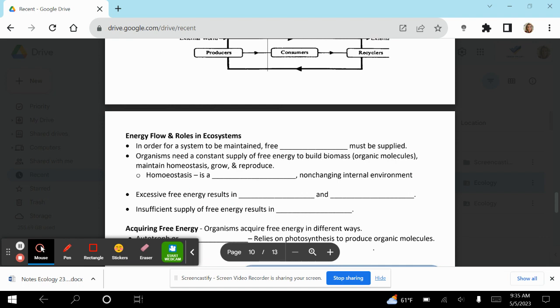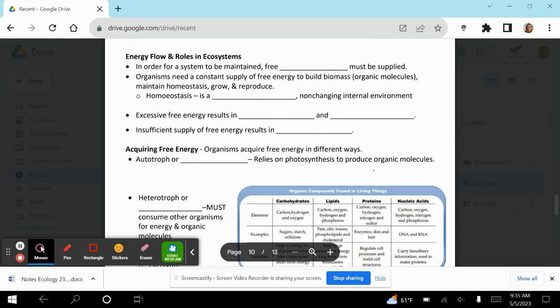I wanted to review those cycles real quick because now we're going to be talking about other stuff moving. We're not going to be talking about carbon and phosphorus and nitrogen moving. We're going to be talking about energy movement in an ecosystem. In order for organisms to be able to maintain homeostasis, so that means keep a constant body temperature, blood pressure, etc. In order for organisms to grow and to reproduce, organisms have to have a constant supply of energy.